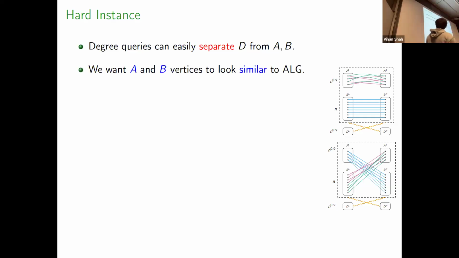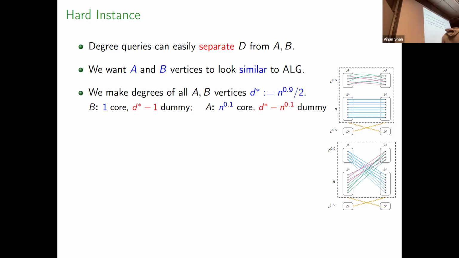But what you cannot do is separate out A and B vertices by looking at that. Just because the degree in the core for these two kinds of vertices is slightly different, I'll make the total degree exactly the same. You just have to adjust how many edges I add from here to B. So for B vertices, I will add B star minus 1, because each has just one edge in the core. And for A vertices, I'll add B star minus n to the 0.1. So everyone in this box has degree exactly B star, which is roughly n to the 0.9.